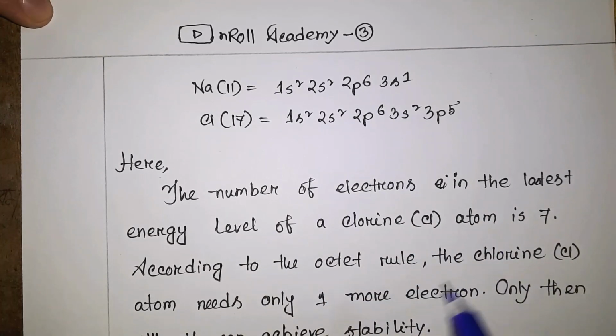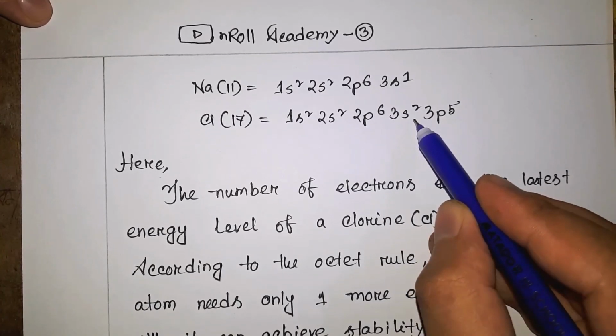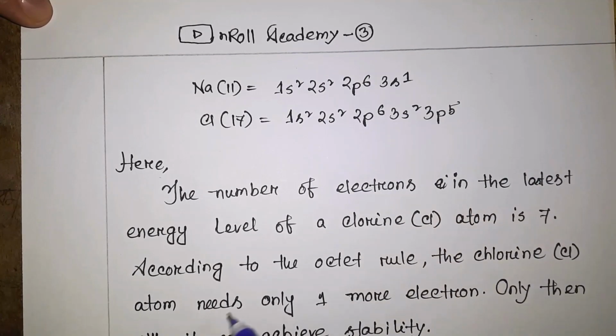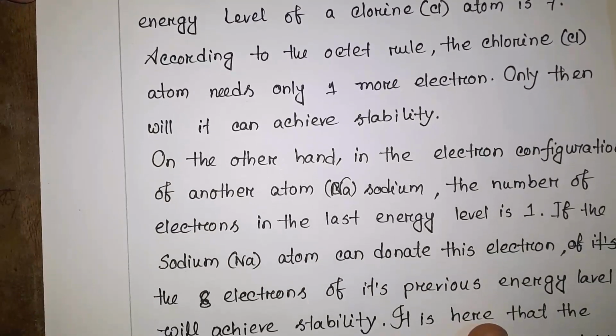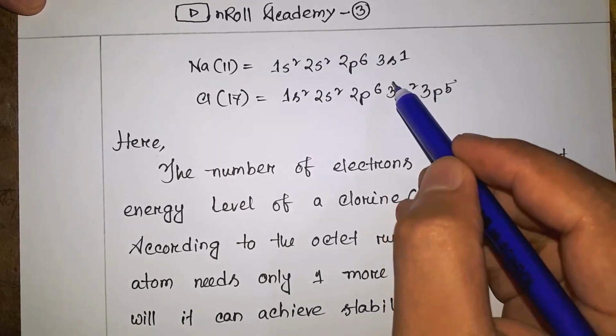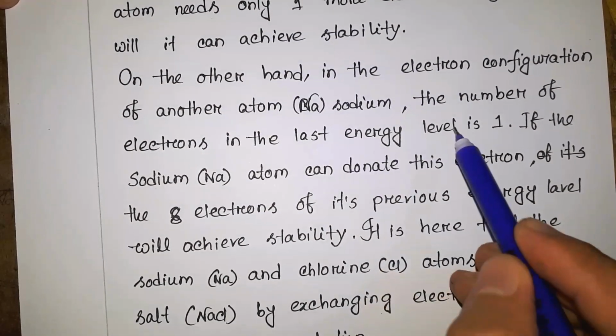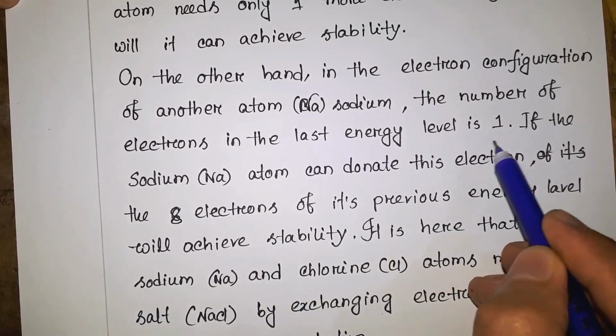Here the number of electrons in the last energy level of the chlorine atom is 7. Here you can see, 2 plus 5 is 7. According to the octet rule, chlorine needs 1 more electron to fulfill the octet. On the other hand, we can see that sodium has only 1 electron at the last energy level. So the number of electrons in the last energy level is 1.